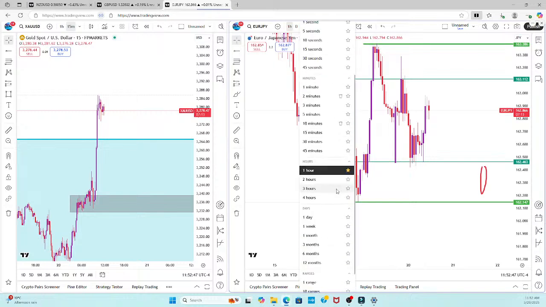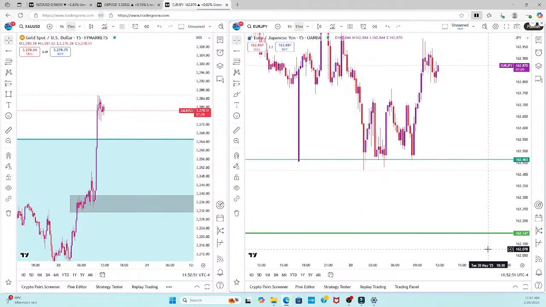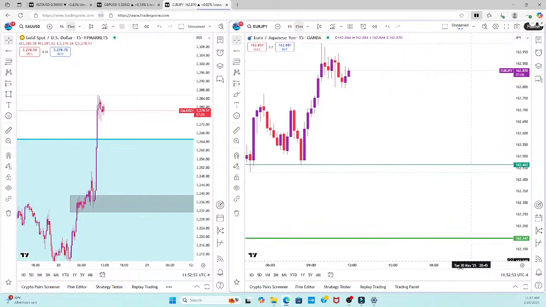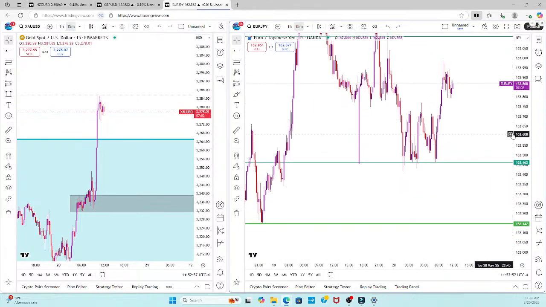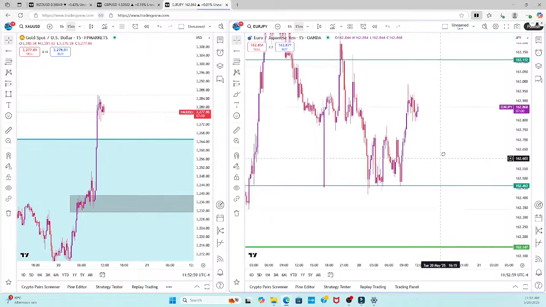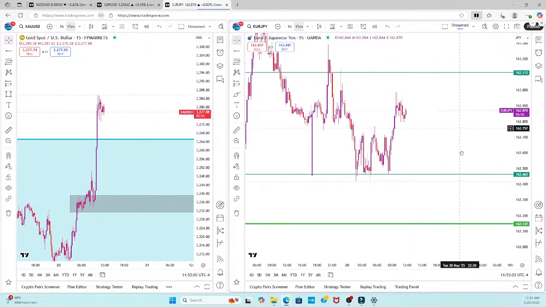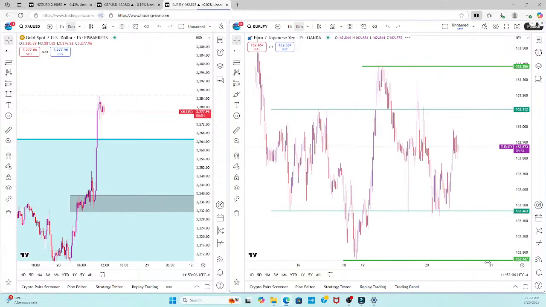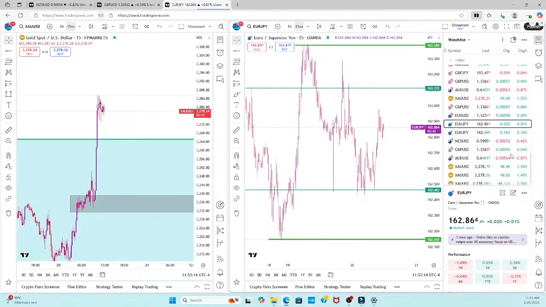I think that's pretty much it. There's nothing else that could be said about this pair. You want to look for long, and as of right now, if you enter the long, the target is 163.38. So I'm done with the analysis for Euro JPY.